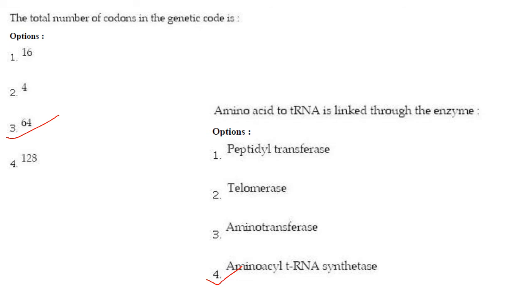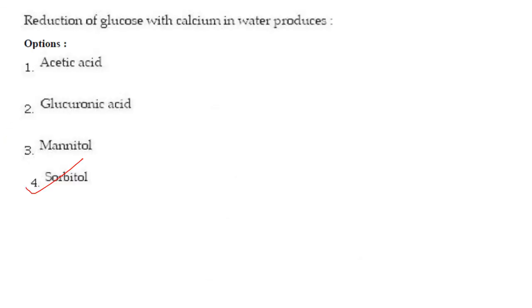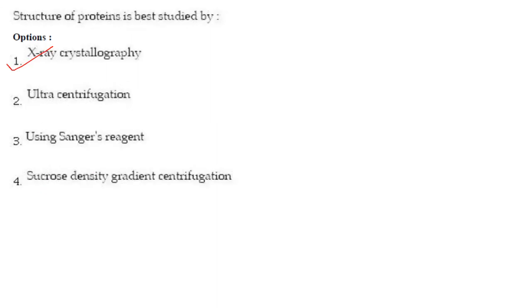Next one, amino acid and tRNA is linked through the enzyme. Option 1, peptidyl transferase, 2, telomerase, 3, aminotransferase, and 4, aminoacyl tRNA synthetase. Answer is option 4, aminoacyl tRNA synthetase. Next one, reduction of glucose with calcium in water produces option 1, acetic acid, 2, glucuronic acid, 3, mannitol, 4, sorbitol. Answer is option 4, sorbitol.